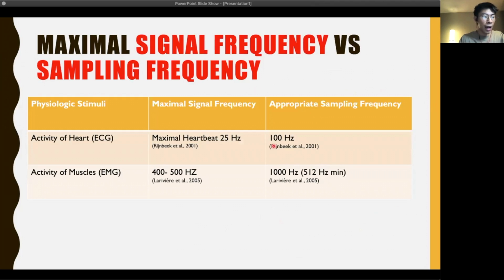Now, the last slide, I'm just showing a table which compares the signal frequency of some physiologic stimuli and its appropriate sampling frequency, which is all above the Nyquist limit of 2x.